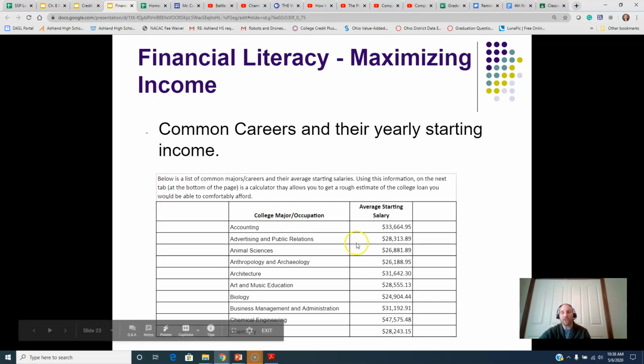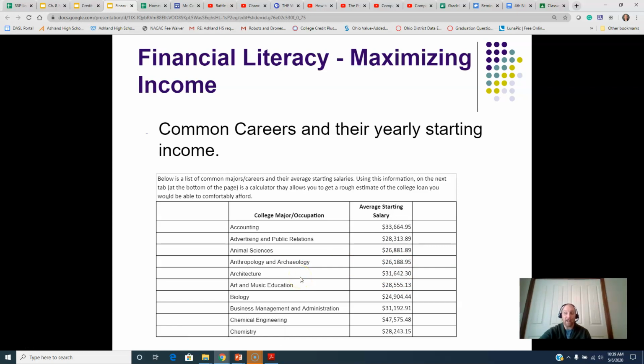But I have a spreadsheet that I created a while back of the most common college majors or occupations and the average starting salary for each one of those. Again, this is the average starting salary. If you Google these and look some of these different things up, you would see numbers much higher than this. Usually when you see numbers with an occupation, it is the average salary, which assumes like 15 years of experience.